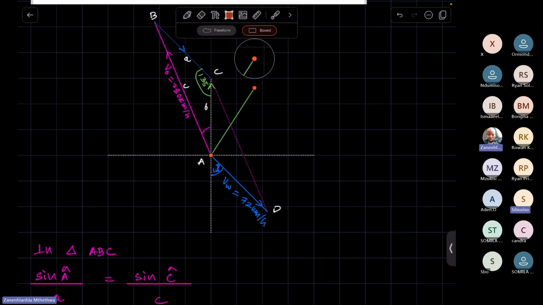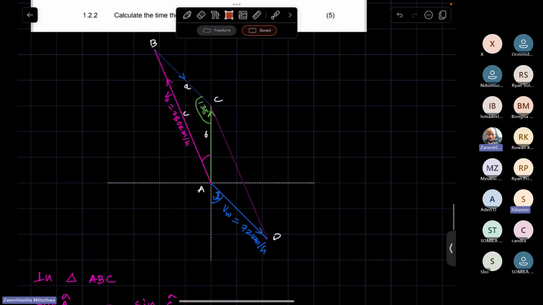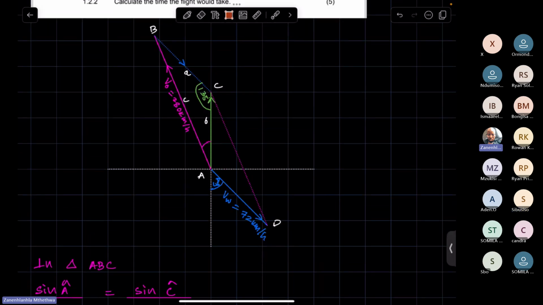Sure, I get it. So to counter that effect, it means we need to fly in this direction. And then the wind will still blow us in that direction. Hence, now we would end up directly north. Okay, makes sense. Thanks. Any more questions?